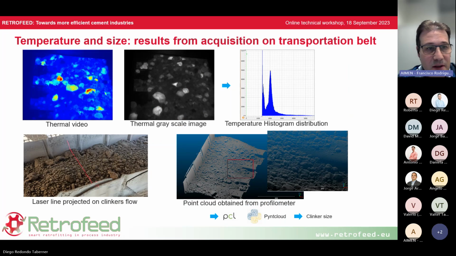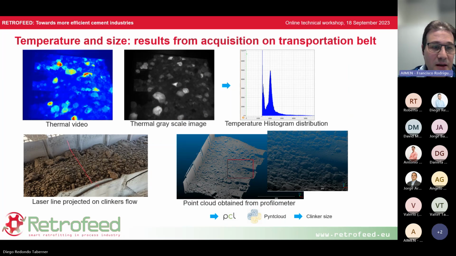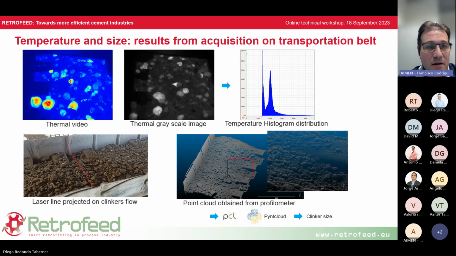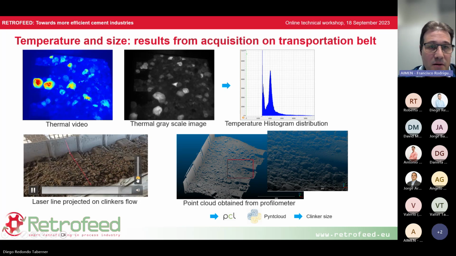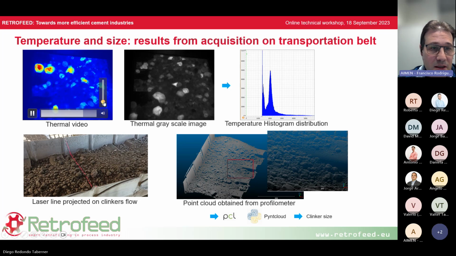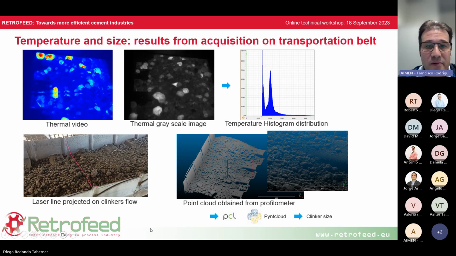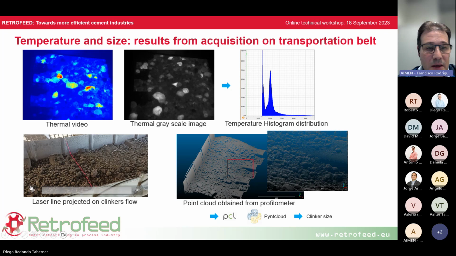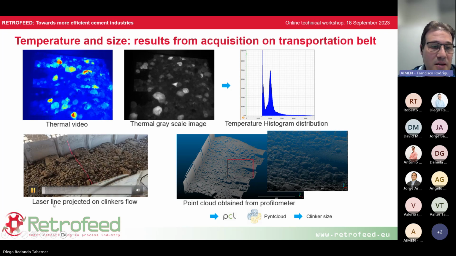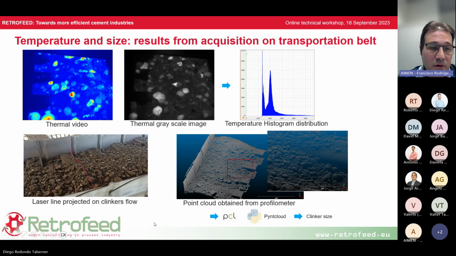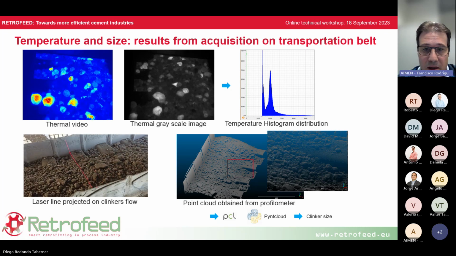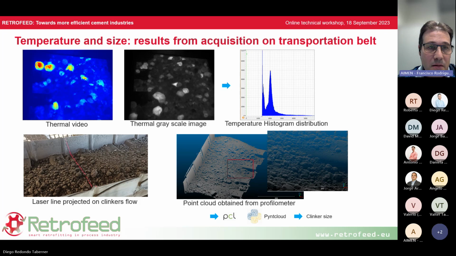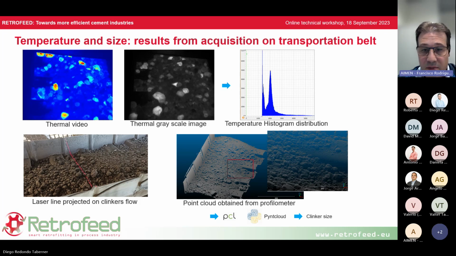If you can click two times, please, and the second one. If you could click also, yes, thank you. So you can see two images, some results. On the top, you can see the thermal images that have been captured from the camera, and we can extract a histogram, getting some temperature distributions. And on the bottom, you can see the laser line that is projected directly on the clinker floor, and then we can get some very precise images, and we are now processing with PCL and Python libraries in order to extract the size of the clinker.